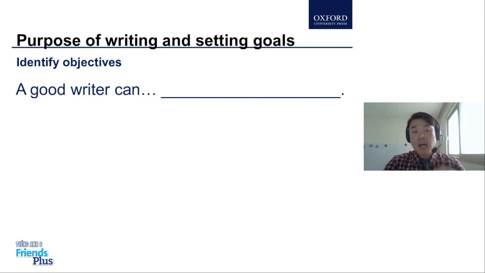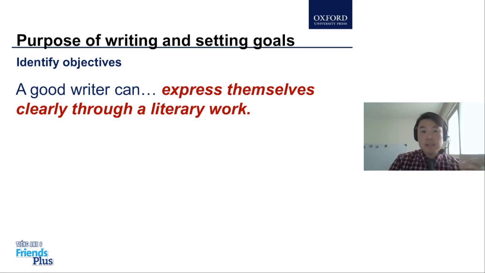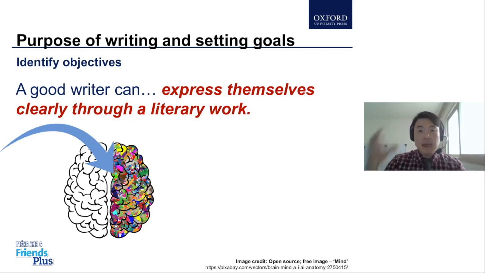Now, if you take a look at our response of what a good writer can do, all of the answers shared today were excellent responses, but we want to make sure that our focus is that a good writer can express themselves clearly through a literary work. A successful writer is able to take their ideas and, through some type of writing, either a diary, an email, a paragraph or a sentence, no matter the length or the style, express themselves clearly through that written piece of work.